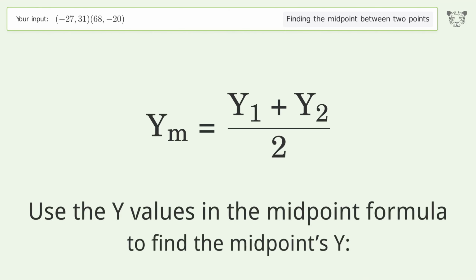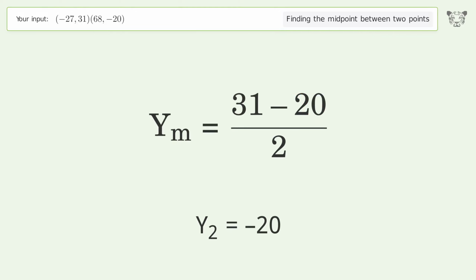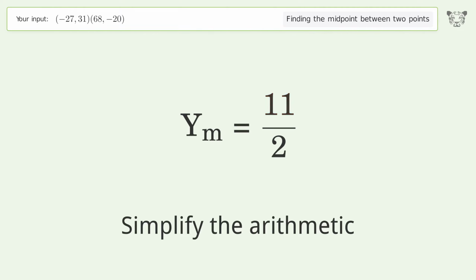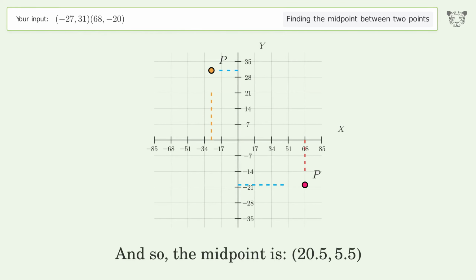Use the y values in the midpoint formula to find the midpoint's y. y1 equals 31. y2 equals negative 20. Simplify the arithmetic. And so, the midpoint is 20.5, 5.5.